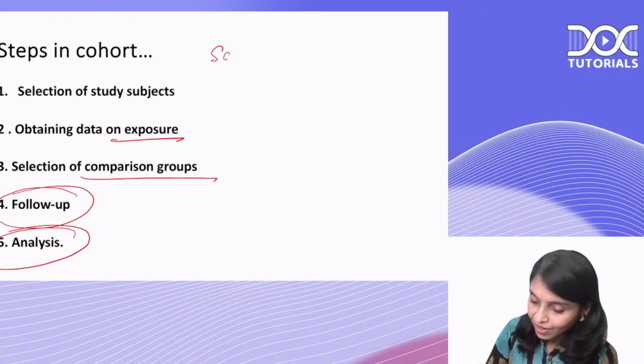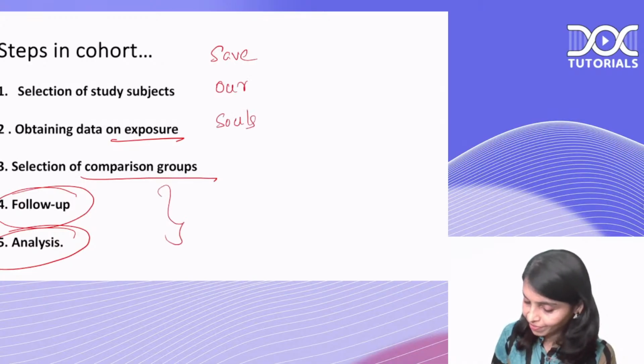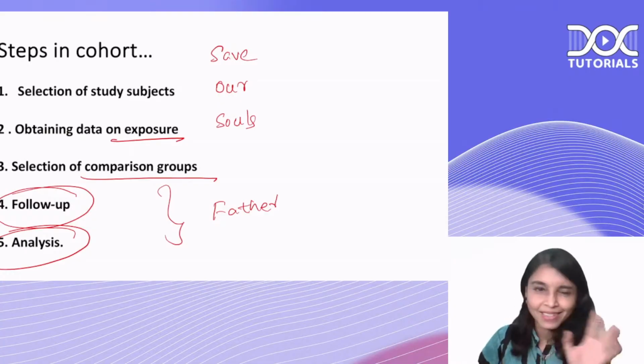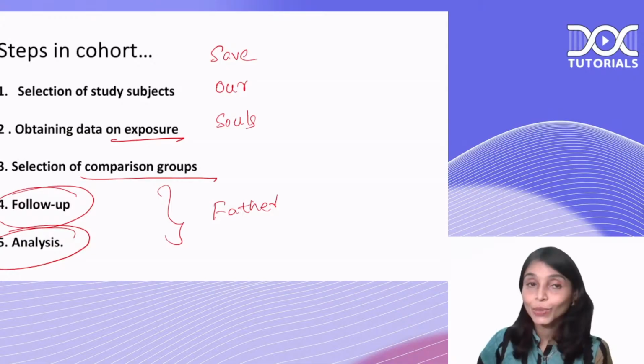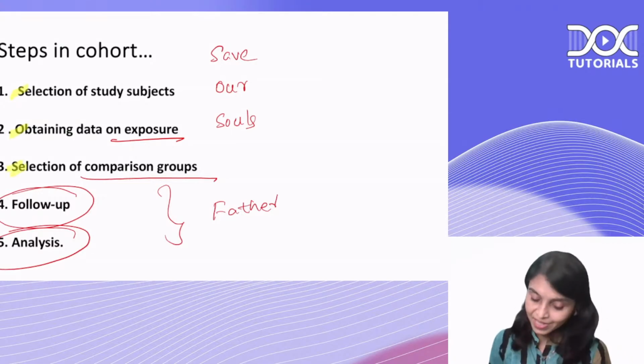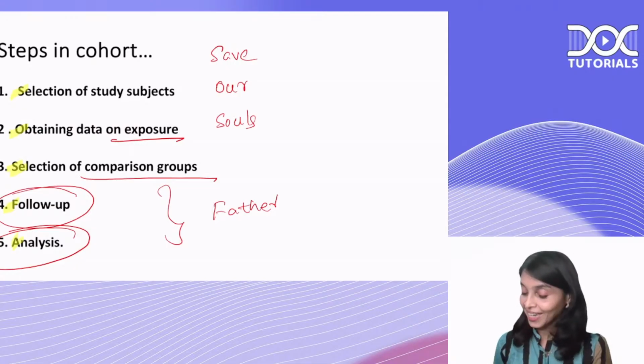Save our souls, Father. Okay, to the Almighty. I just try to give you some mnemonic so that you will be able to remember at least this. So, save our souls, Father. So remember like that. So that is the step in doing a cohort.